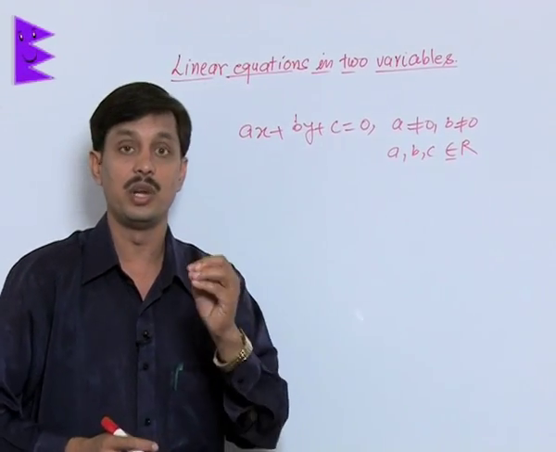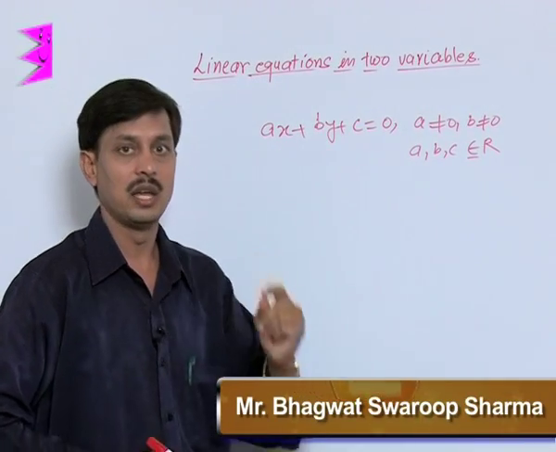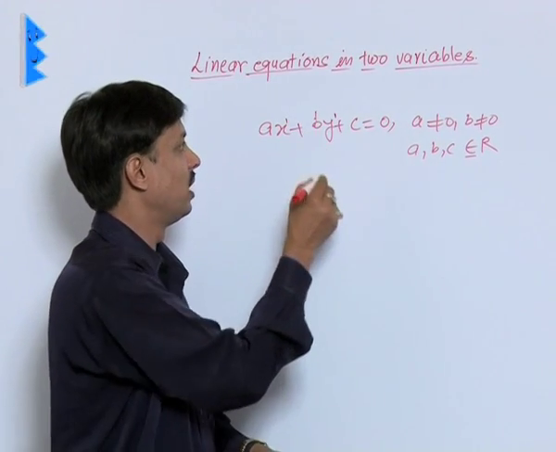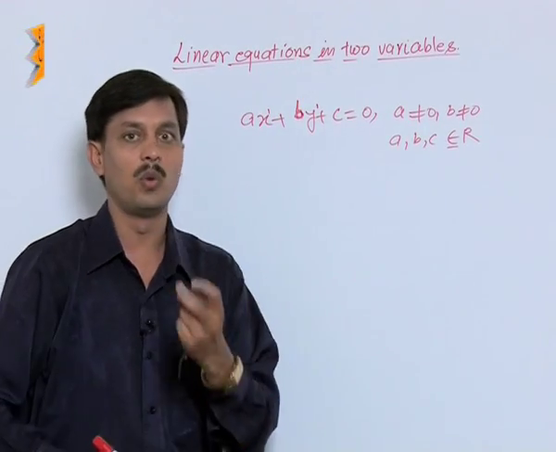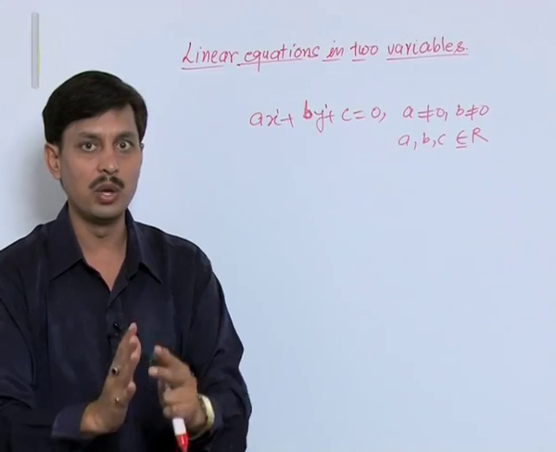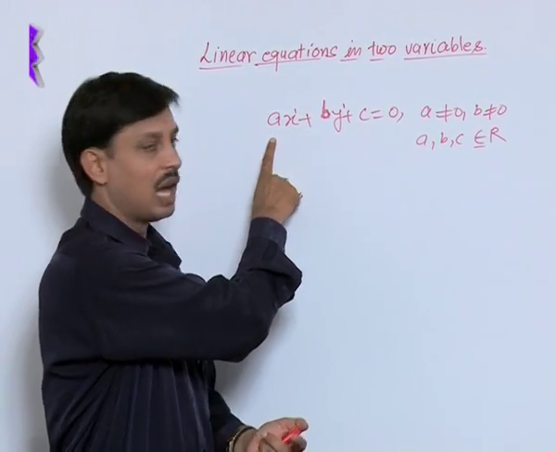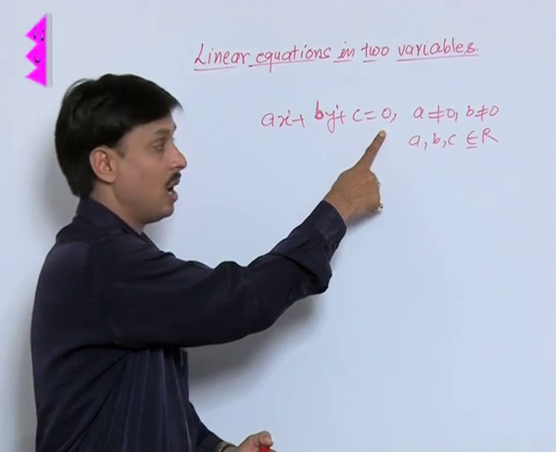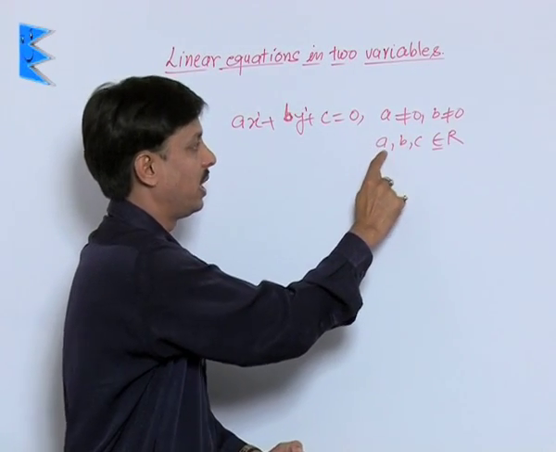linear equation in two variables, where the symbols x and y are the two variables, their powers are 1 and 1, so we can say this is the linear equation involving two variables. So I have explained to you what is the standard form of the linear equation in two variables. An equation in the form of ax plus by plus c is equal to 0. Mandatory condition that a is not equal to 0, b is not equal to 0, and a, b, c belonging to R.